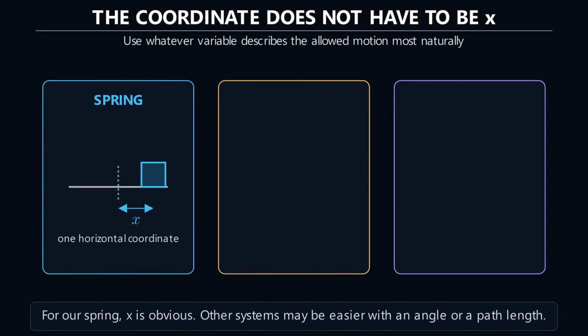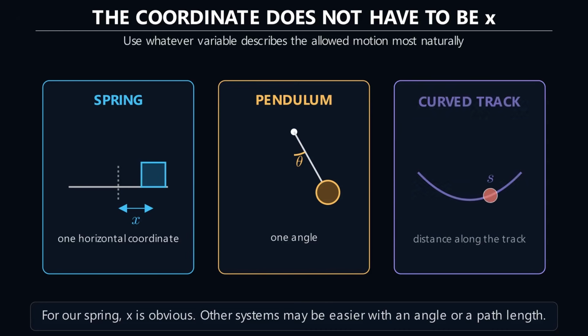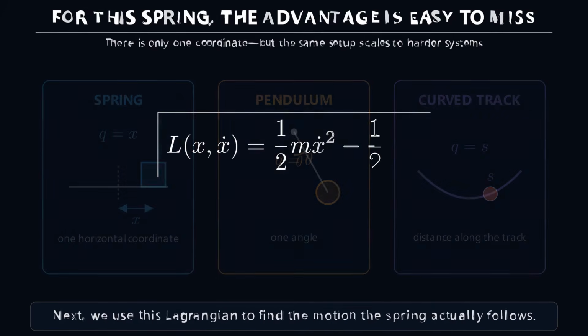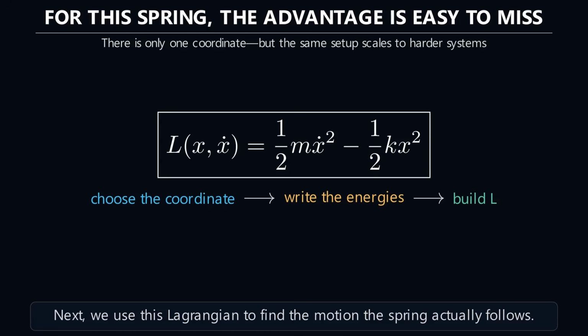So the starting point has changed. Newton asked us to list the forces. Lagrange asked us to choose coordinates and write down the energies. For this one-dimensional oscillator, the coordinate x is obvious. In a more complicated system, the coordinates do not need to be ordinary Cartesian positions. They can be angles, distances along curved tracks, or any other variables that describe the system's possible configurations. This is one reason Lagrangian mechanics is useful for systems with constraints. We can choose coordinates that already follow the allowed motion instead of solving for every constraint force separately. Our spring only has one obvious coordinate, so we do not get the full benefit yet.